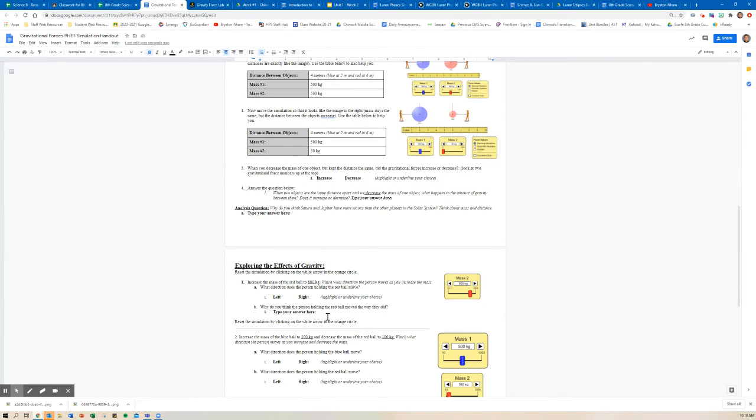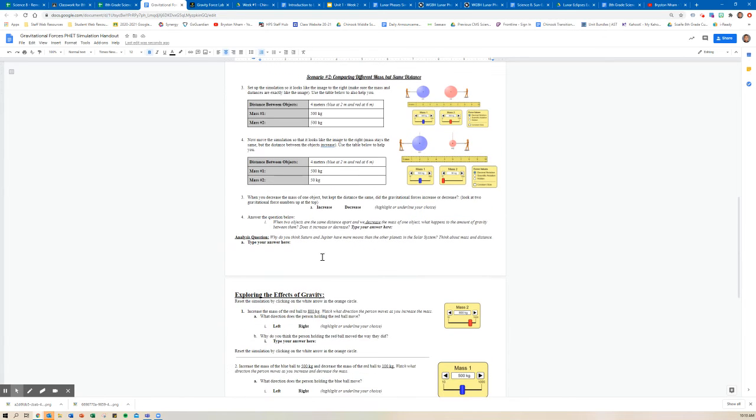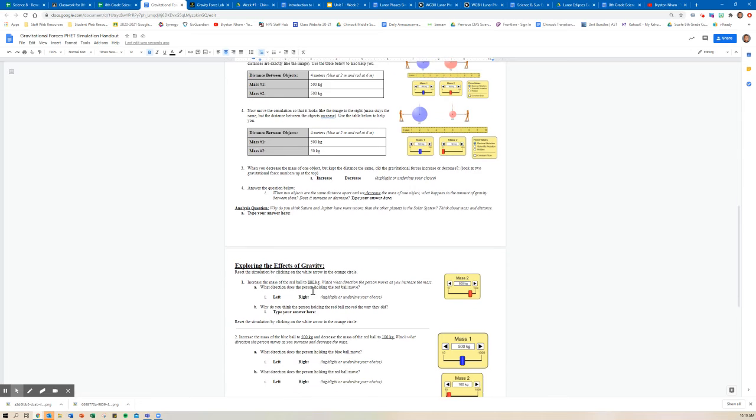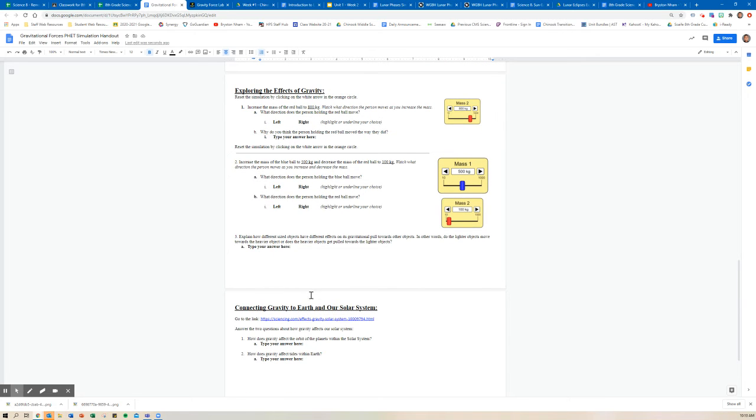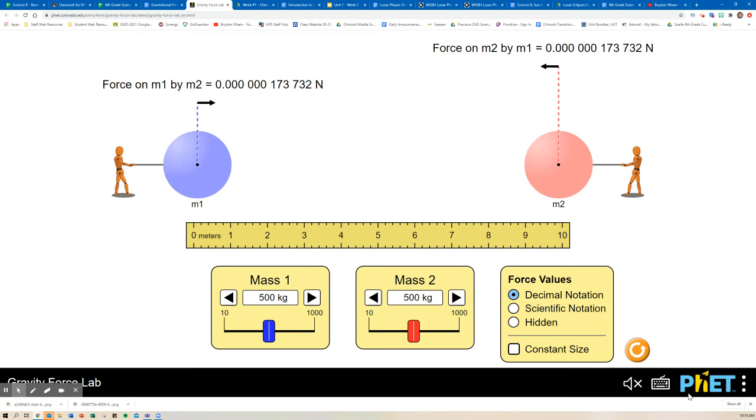Okay. Now we're going to reset the simulation. So after you've done scenarios 1 and 2, you're going to go to exploring the effects of gravity. This is your last part. There's 2 more parts, for your slide. So you're going to reset the simulation by clicking on the white arrow in the orange circle. Reset, all set, ready to go.